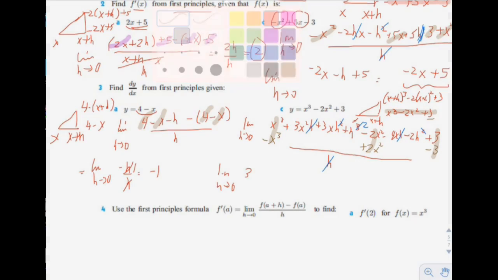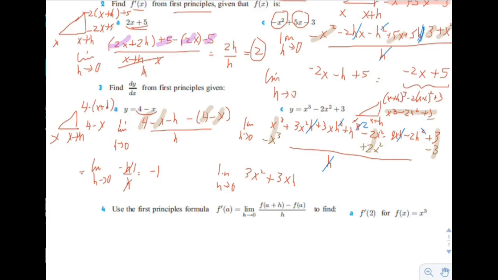3x squared plus 3xh plus h squared minus 4x minus 2h. Okay, and now we can put 0 in for h because there's no h in the denominator, and we're just going to eliminate anything with an h in it because now we put a 0 in, it cancels out. So now we end up with 3x squared minus 4x.